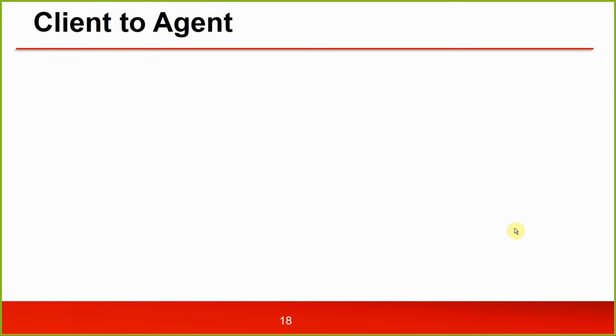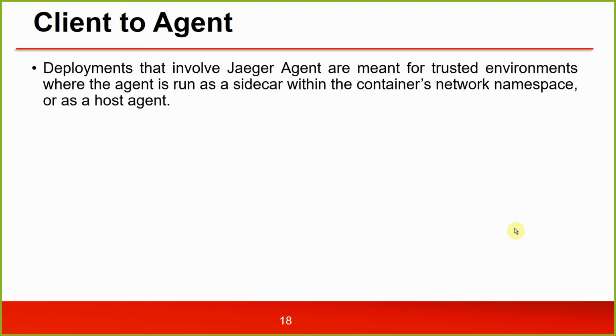Securing the Jaeger installation. How can we secure the Jaeger installation? We have to look at different aspects, like client to agent. Deployments that involve the Jaeger agent are meant for trusting environments where the agent is run as a sidecar. When I'm using the term sidecar, please understand, team, I'm talking about a pod in which multiple containers are running and one container is running for this purpose, the agent, in the same pod. So it is running as a sidecar within the container's network namespace or as a host agent.